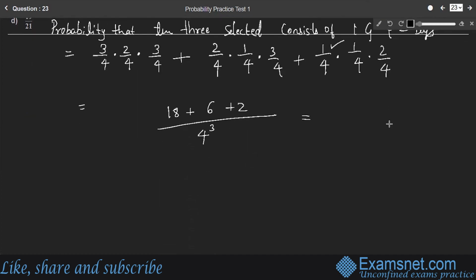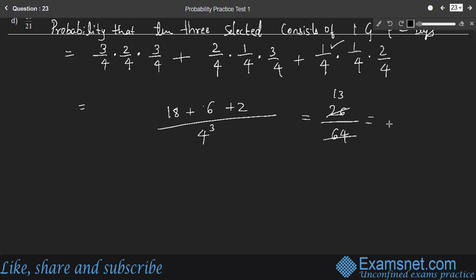Therefore, we have 18 plus 6, which is 24, right? Plus 2, 26 by 4 cube. 4 into 4, 16 into 4, 64. Both the numbers are even numbers. So 13 into 2, 26.